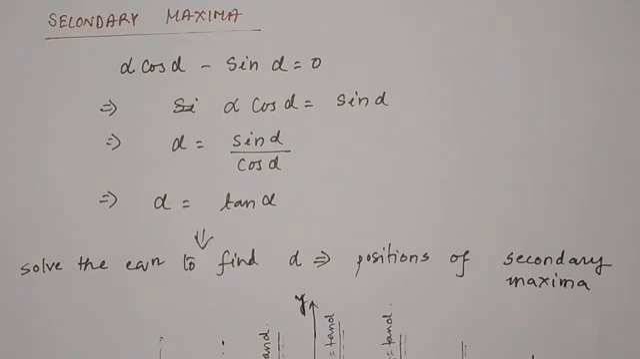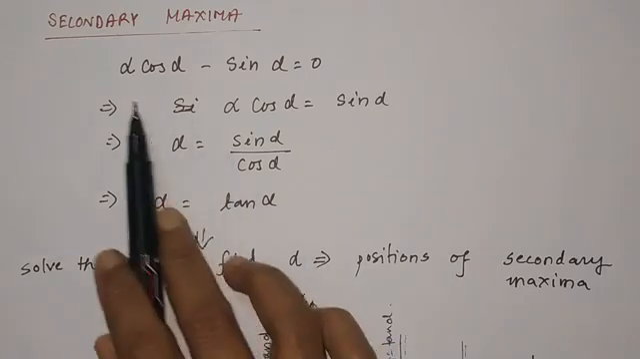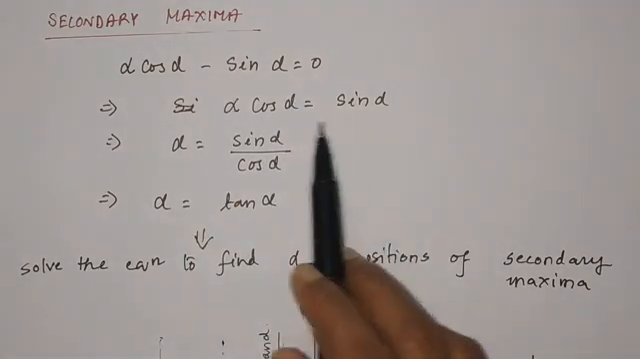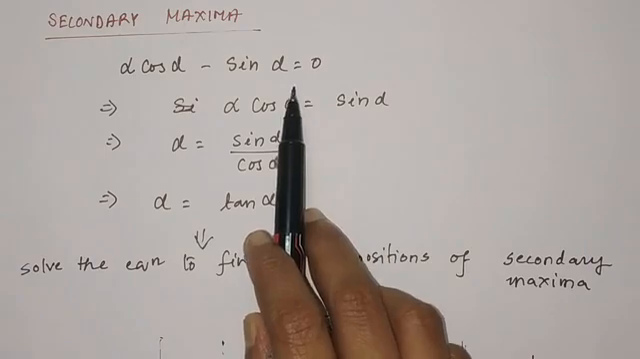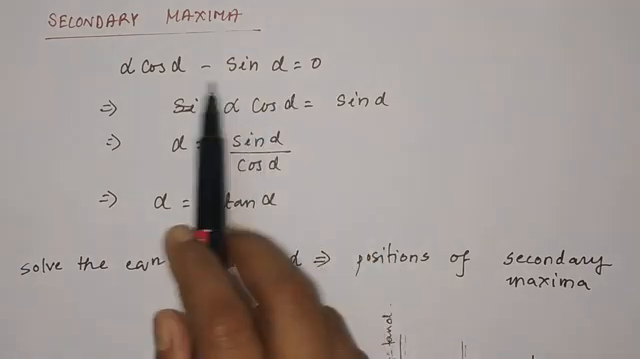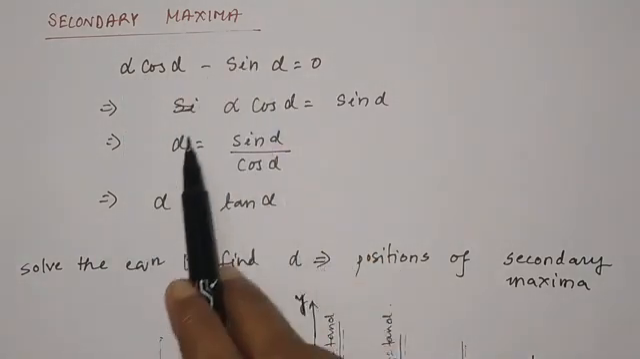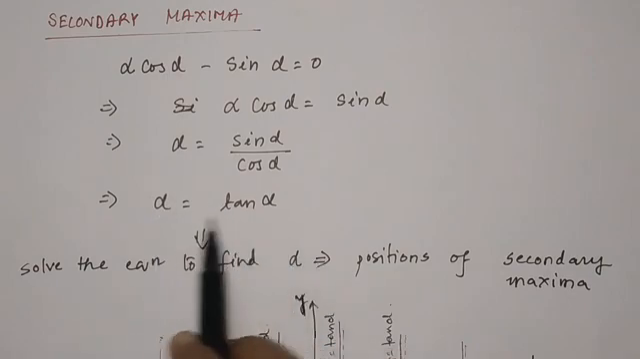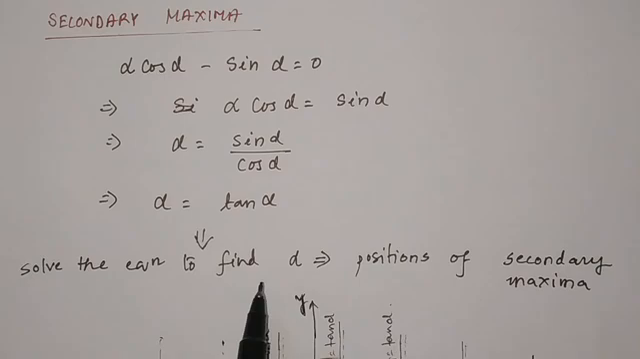So next we will find the condition for the secondary maxima. We have seen that when alpha cos alpha minus sin alpha equals 0 and d2y d alpha square is less than 0, this gives us the position of the secondary maxima. So which gives us alpha equals tan alpha. Now if we solve this equation for alpha, then we can find the position of the secondary maxima.